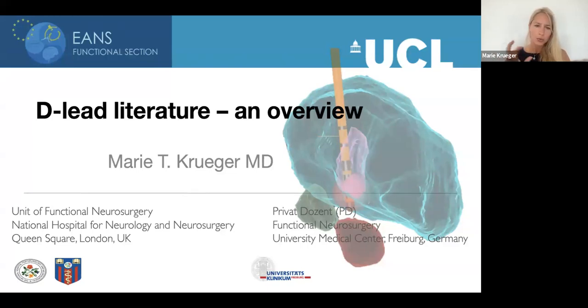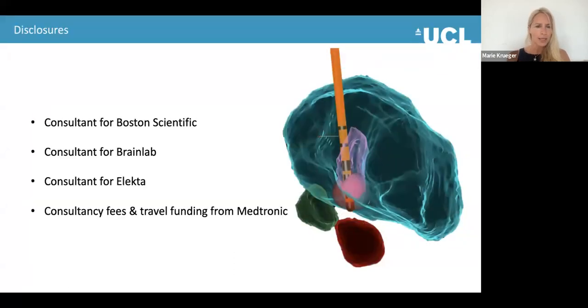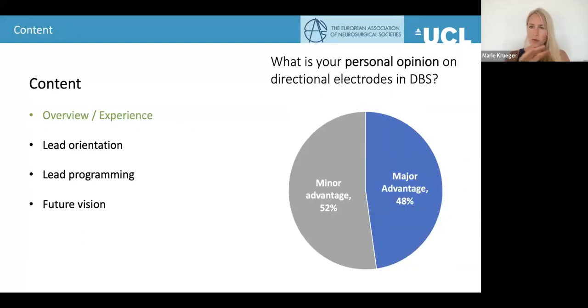And I'm going to refer back to some of the questions and answers we had to see how much the opinion is in line with what the literature is telling us about directional electrodes. So I'll start with an overview on everything, basically, and then I'll go a little bit more into detail in terms of the experience, lead orientation, lead programming, and then one of the future vision questions.